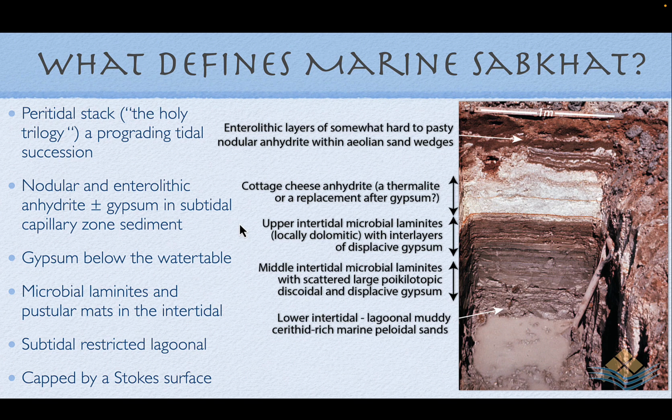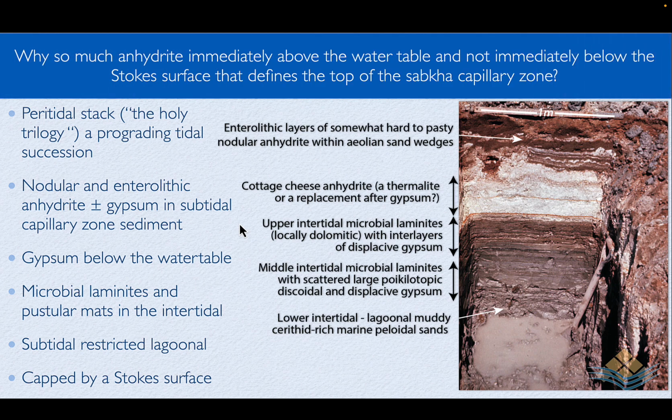So if we come back to this notion of where does the anhydrite sit within the Abu Dhabi sabkha, it's not sitting directly below the sabkha Stokes surface, it's sitting directly above the water table. Coming back to this notion of why is there so much anhydrite immediately above the water table and not immediately below the Stokes surface, we now know the answer. It's because sabkha anhydrite is a retrograde salt, and it precipitates as we pass out of that zone below the water table into a zone where that brine is being heated as it capillary wicks in the overlying zone, and anhydrite drops out of solution.